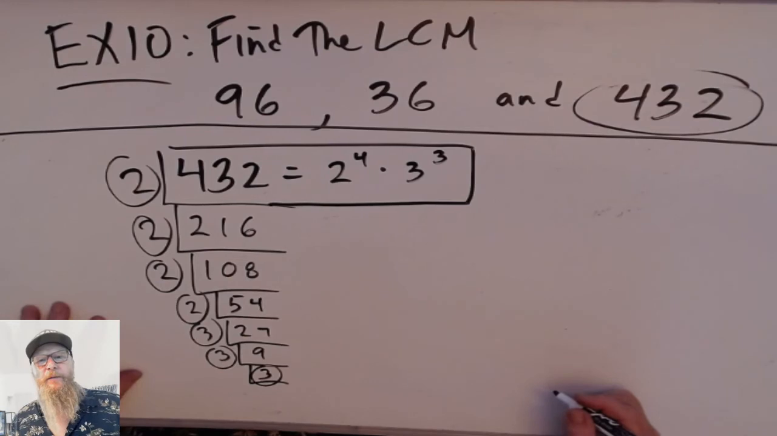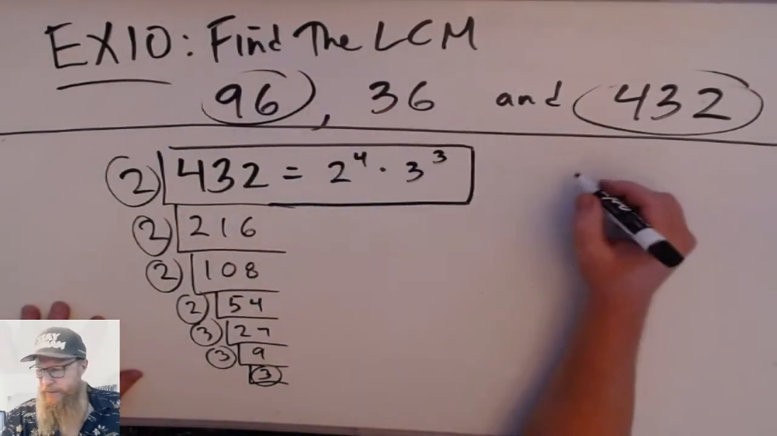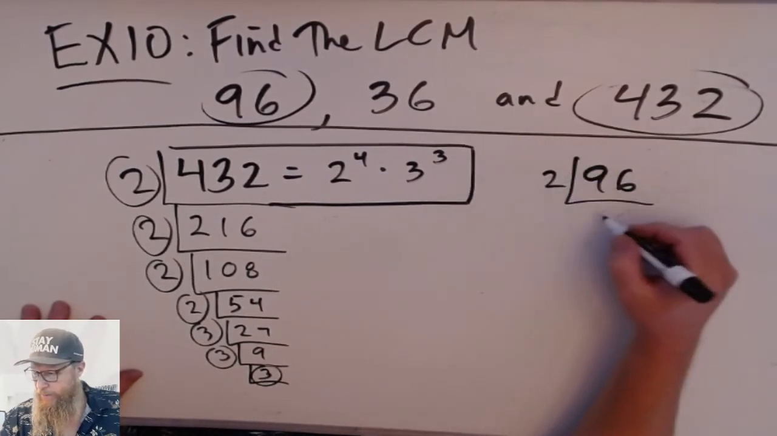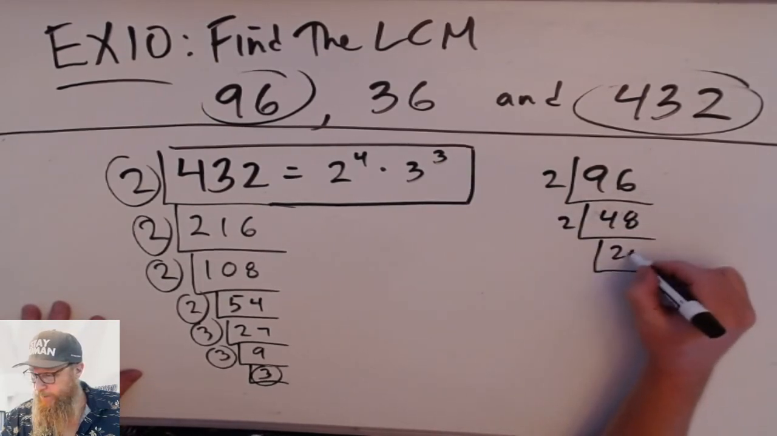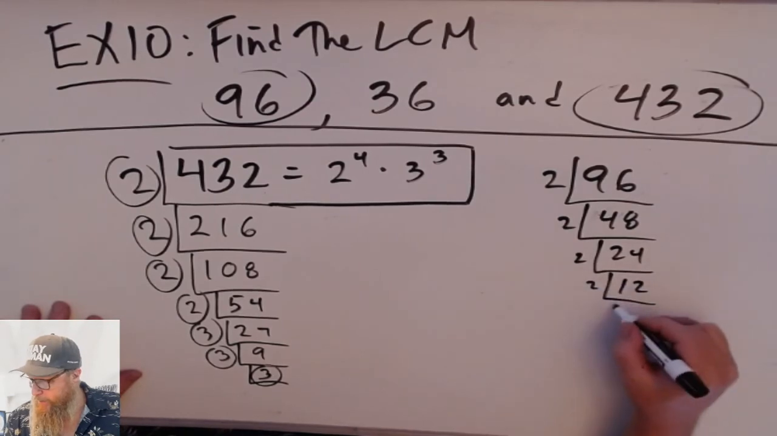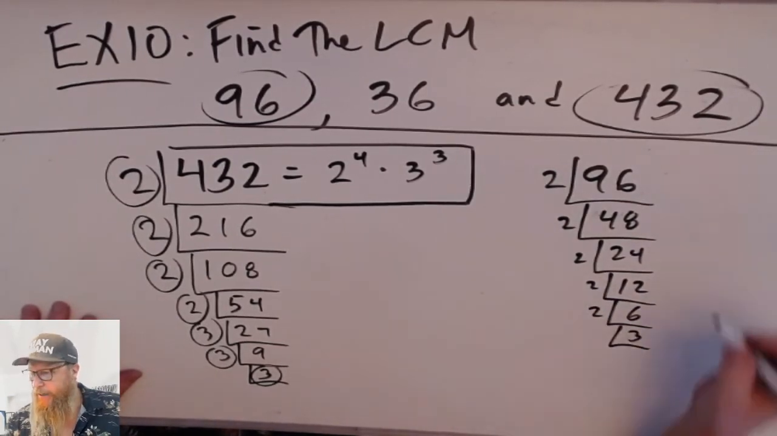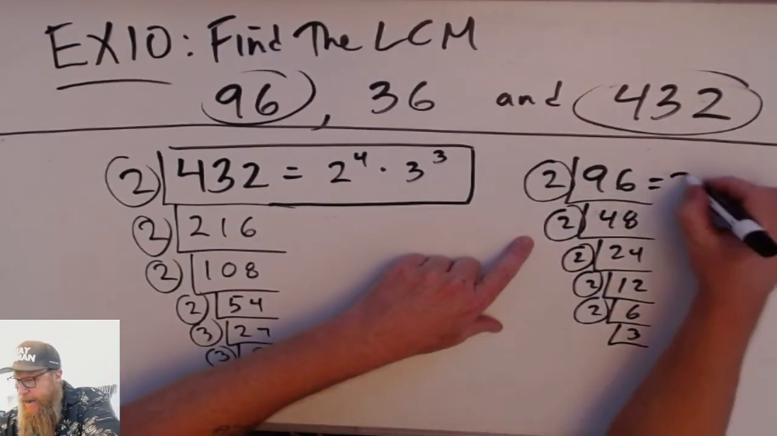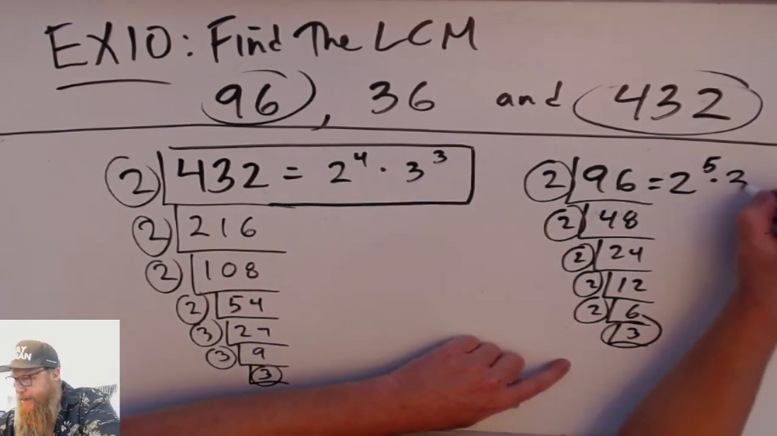Should we do, I guess 96 next? 96 divided by 2 is 48, divided by 2 is 24, divided by 2 is 12, divided by 2 is 6, divided by 2 is 3. So that's 1, 2, 3, 4, 5, 2 to the 5th, and a 3.